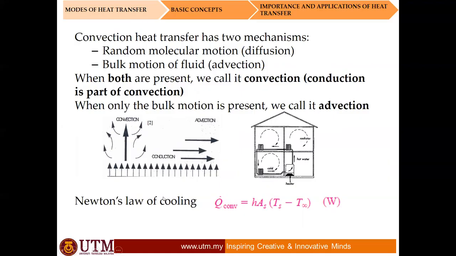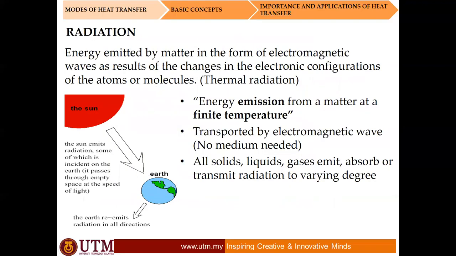Heat transfer by convection is governed by Newton's law of cooling. This is the equation for convection, in which h is the heat transfer coefficient, so how strong the flow is. T surface is the temperature at the surface of the material for which we want to calculate the heat transfer. T ambient is the ambient temperature next to the material.